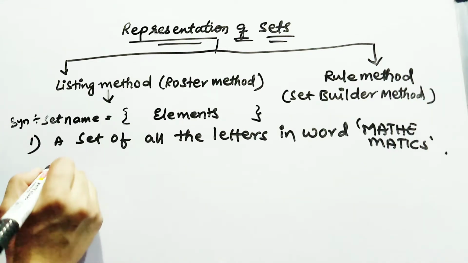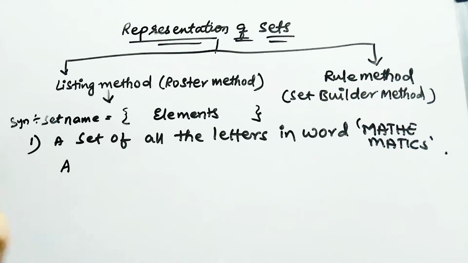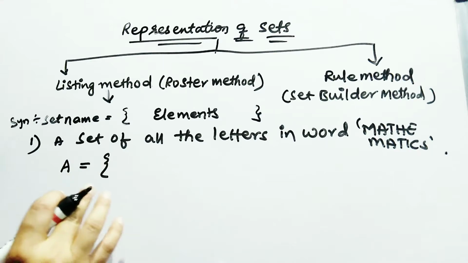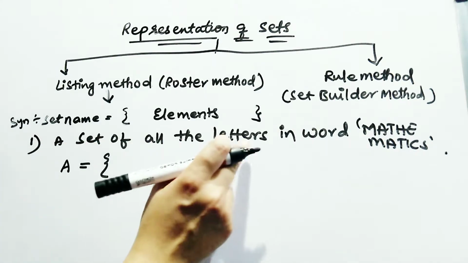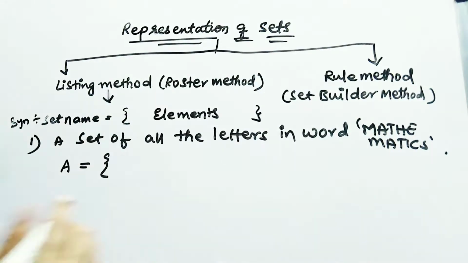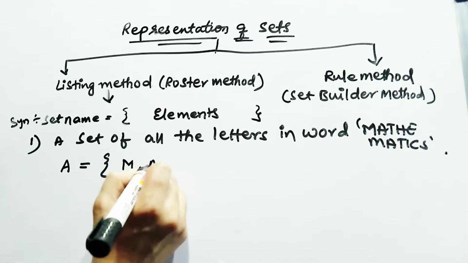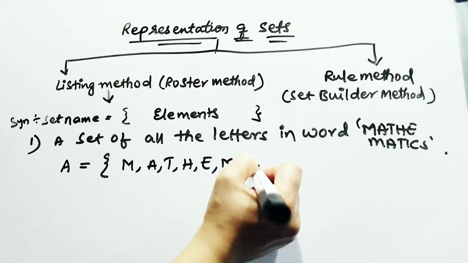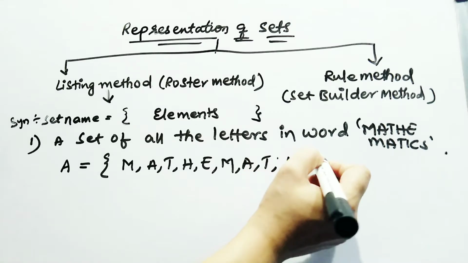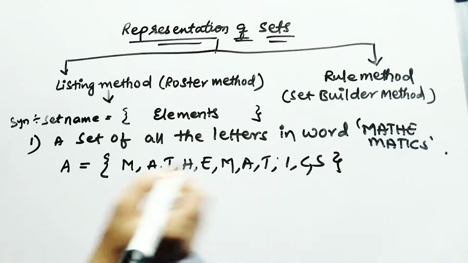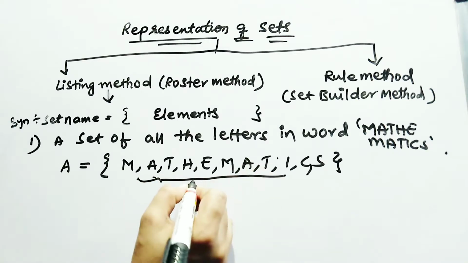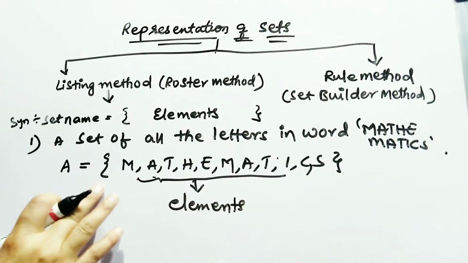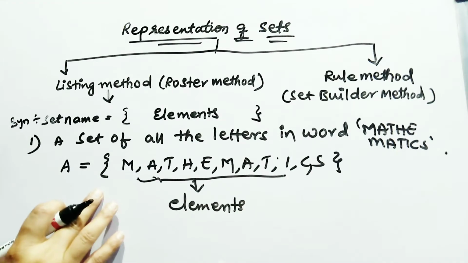The syntax is set name, and you can write any set name, A, B or C, equal to, and you list all the elements in curly braces. What are the elements? A set of all the letters in mathematics: M, A, T, H, E, M, A, T, I, C, S. These are called elements, and they must be enclosed in curly braces.